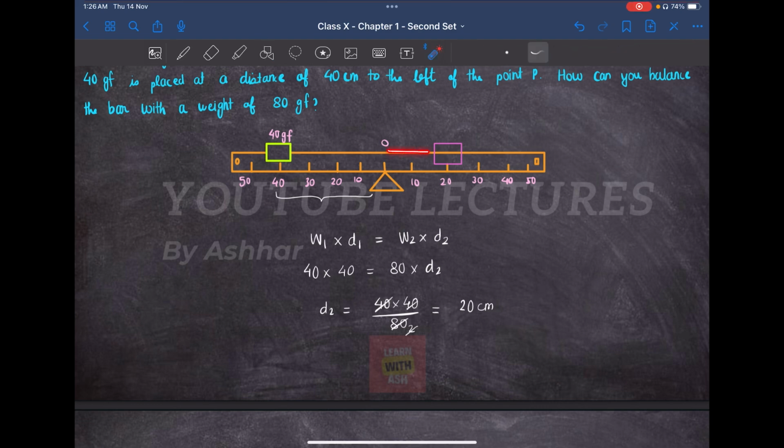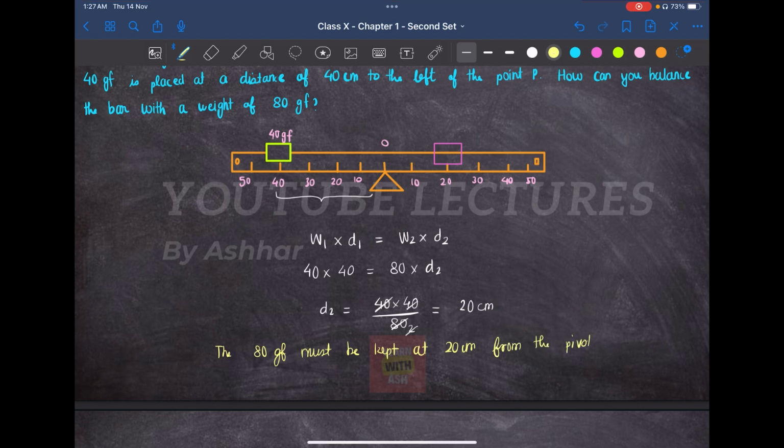From the pivot point. That is very much important, because many of the students make this mistake that they think, oh, acha, 20 centimeter, so they will think from the end of the rule. No. So I can write over here that the 80-gram force must be kept at 20 centimeter from the pivot point.